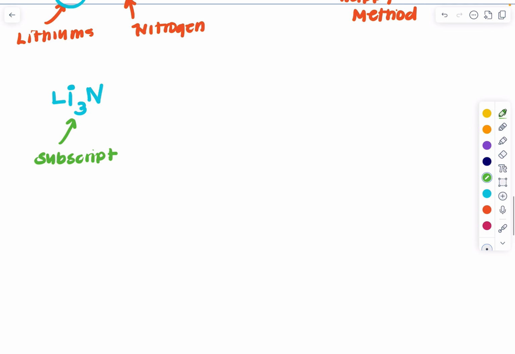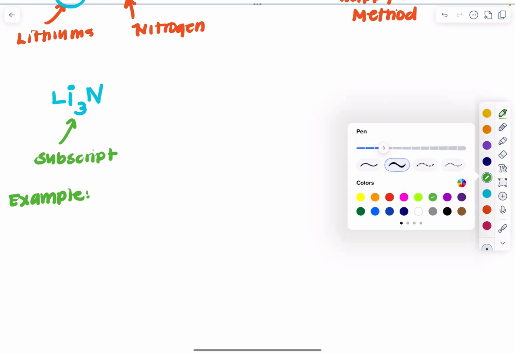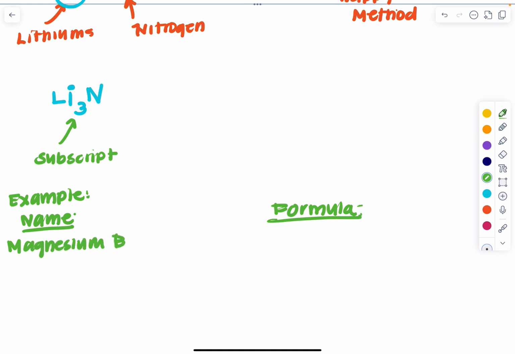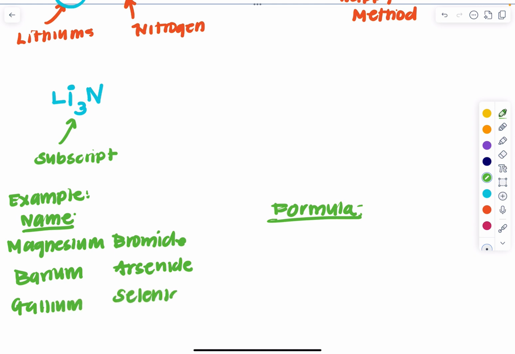Let's do some examples where I give you the name and you give me, or we give each other the formula. So if the name is magnesium bromide, let's do that. Let me just write down all the names actually. Let's do barium arsenide. And let's do gallium selenide. I'm gonna move this over a little bit.